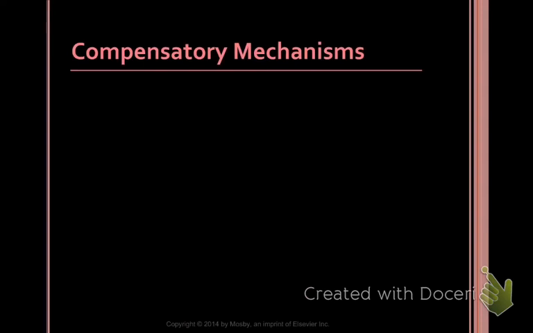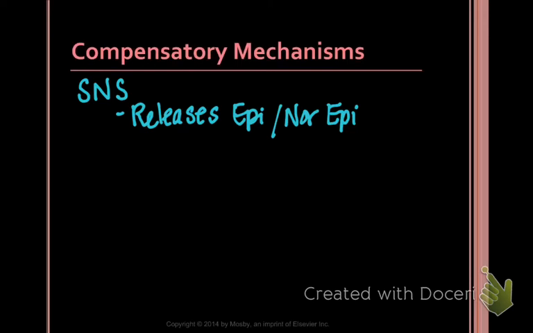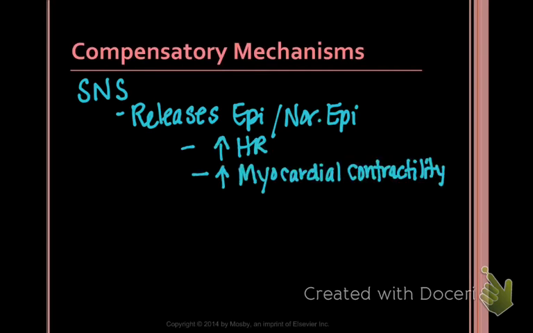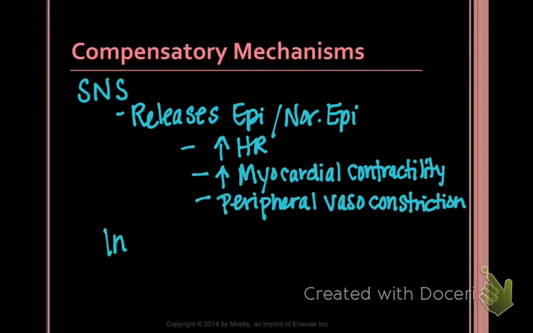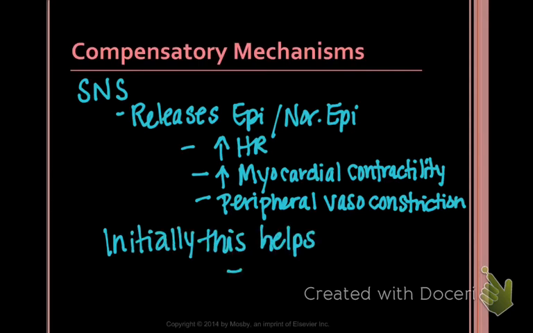So what happens, your body releases epi and norepi, right? Your sympathetic nervous system is activated. So you're going to see an increase in heart rate. You're going to see an increase in myocardial contractility. Anytime the body's sympathetic nervous system is activated, you're going to see these things. A peripheral vasoconstriction, right? It vasoconstricts to shunt all the blood to the important organs. Initially, this helps, but then it becomes harmful.